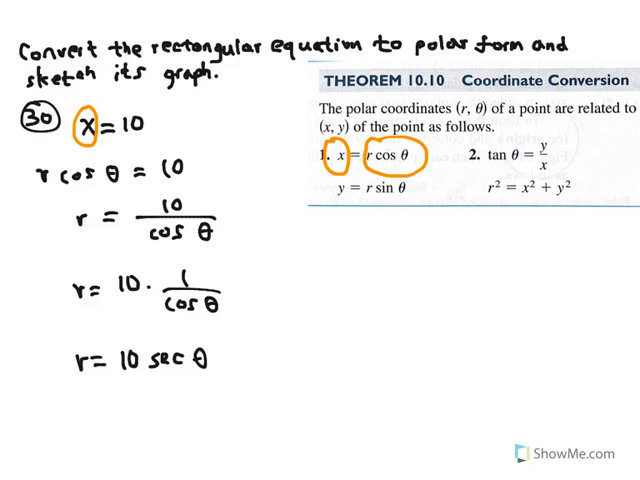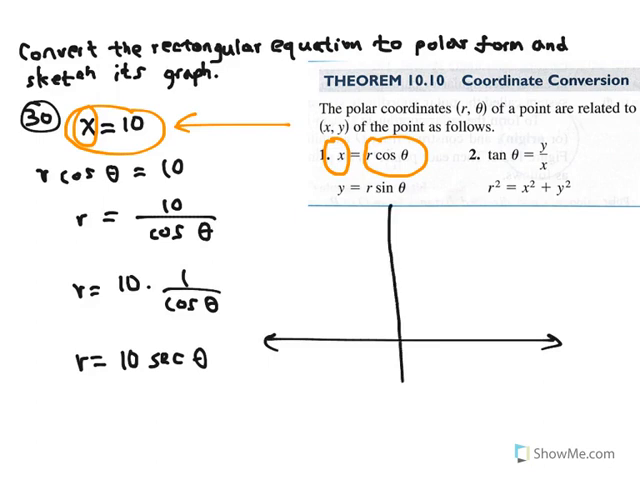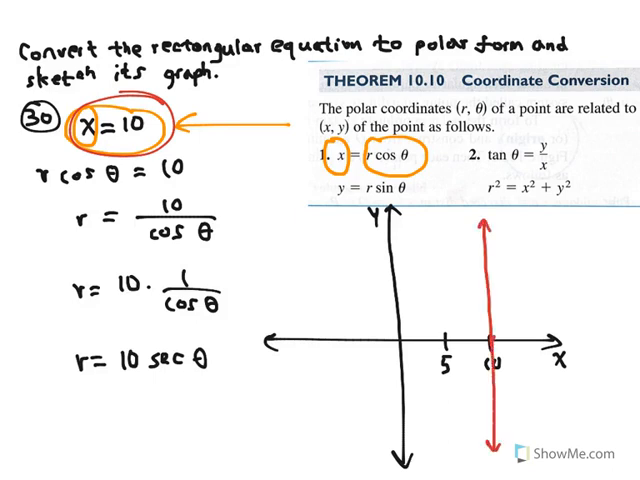Now to sketch the graph, you're going to sketch the graph based on the rectangular equation because that's really easy to do. So you'll get the same graph regardless, but it's really easy to sketch the graph when your equation is in rectangular form. So there is no y in this equation, it's only x. So y can be any value, but x has to be 10. So we have 5, we have 10, so you have a vertical line for the graph.